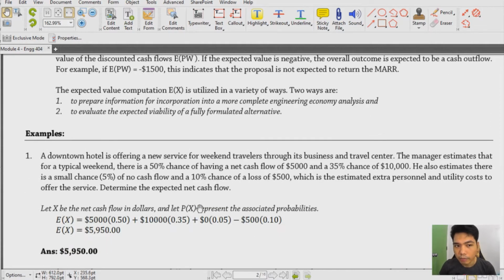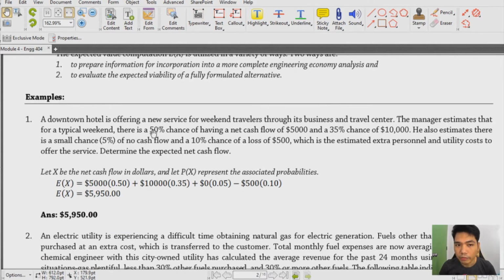So, let's have the example number 1. A downtown hotel is offering a new service for weekend travelers through its business and travel center. The manager estimates that for a typical weekend, there is a 50% chance of having a net cash flow of 5,000 and a 35% chance of 10,000. He also estimates there is a small chance or 5% of no cash flow and a 10% chance of a loss of $500, which is the estimated extra personnel and utility cost to offer the service. So determine the expected net cash flow.